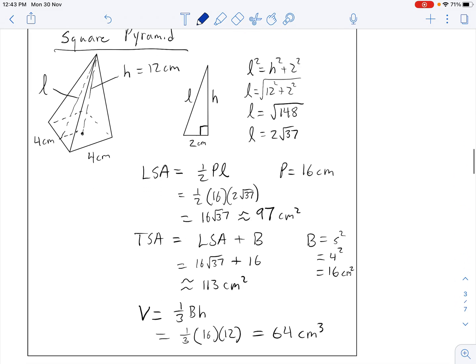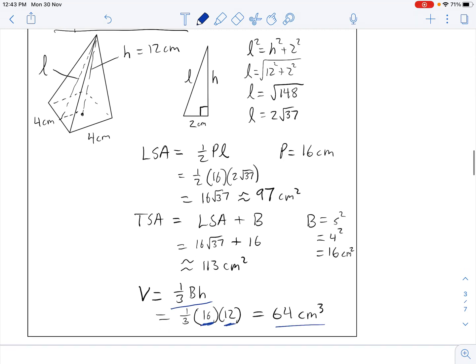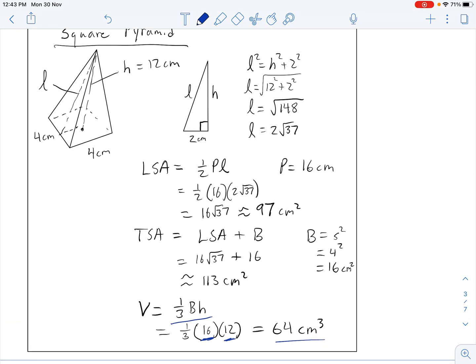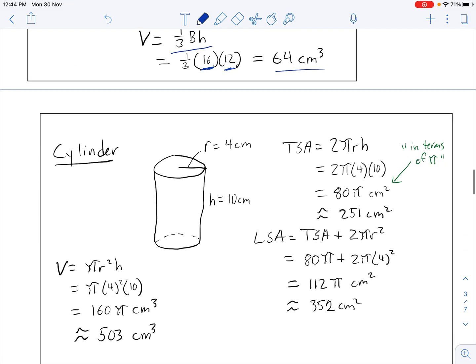Here's a square pyramid. The volume is 1/3 base times height. The base area is 16 because it's a square that's 4 by 4. 4 times 4 is 16. The height of the pyramid is 12, so we get 64 cubic centimeters. Exactly 64 cubic blocks, 1 centimeter on each side, would fit in that square pyramid.